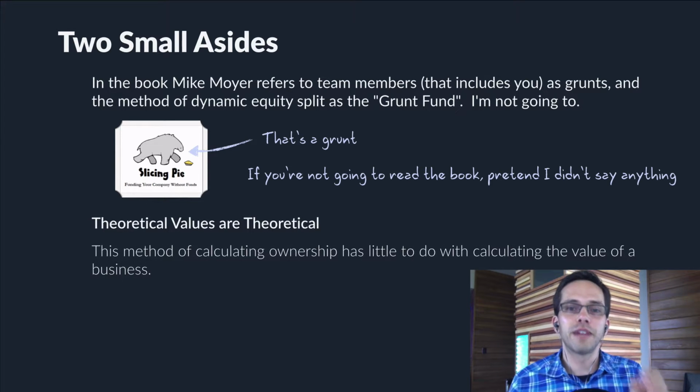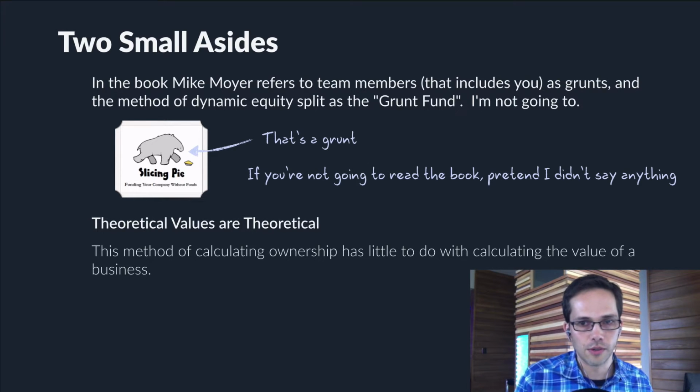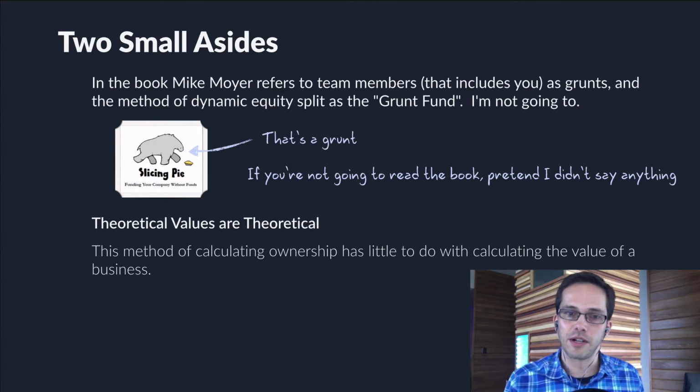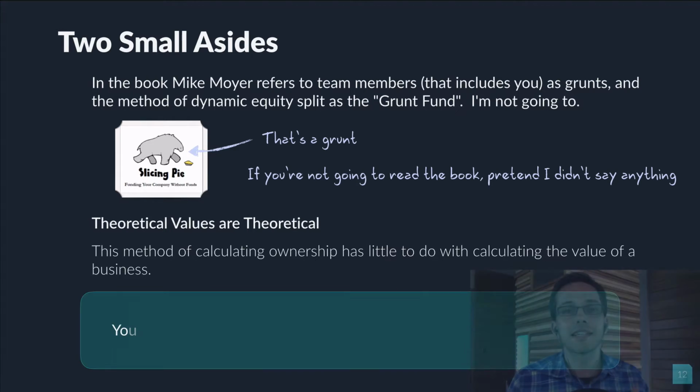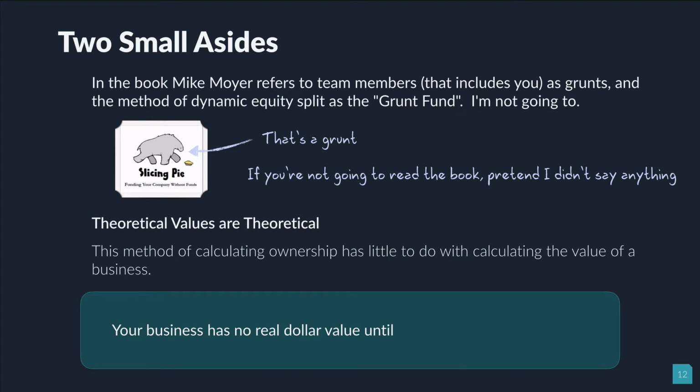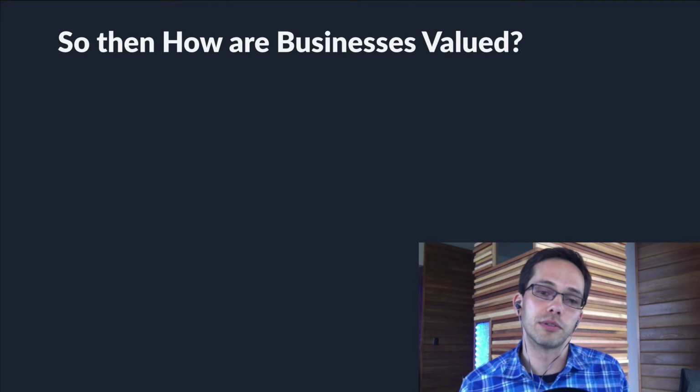Secondly, theoretical values are theoretical, meaning this method of calculating ownership has very little to do with calculating the value of a business. Your business has no real dollar value until you have a big investor, or you sell the business, or you start making revenue. Which begs a question, and I'm going to answer that question: how are businesses valued?